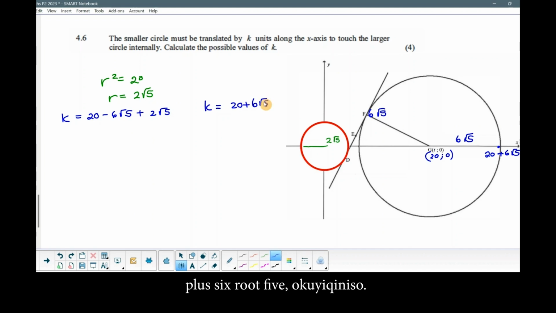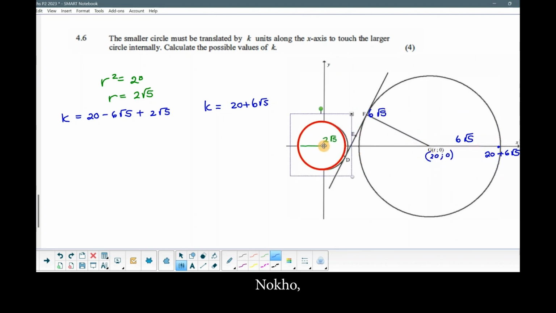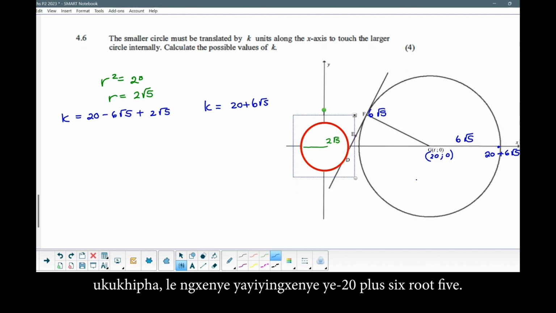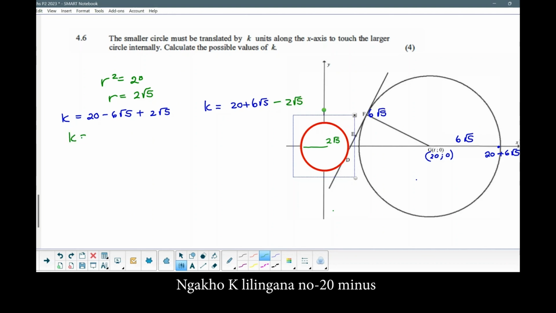which is correct. And if I moved it all the way there, that would be correct. However, that means this point here is coinciding with that. And I have to subtract this portion was already part of that 20 plus 6 root 5. So I have to subtract 2 root 5, which is the length of the radius. So k is equal to 20 minus 4 root 5, or k is equal to 20 plus 4 root 5.